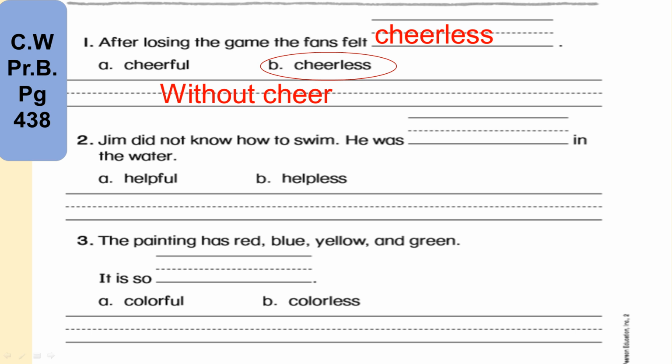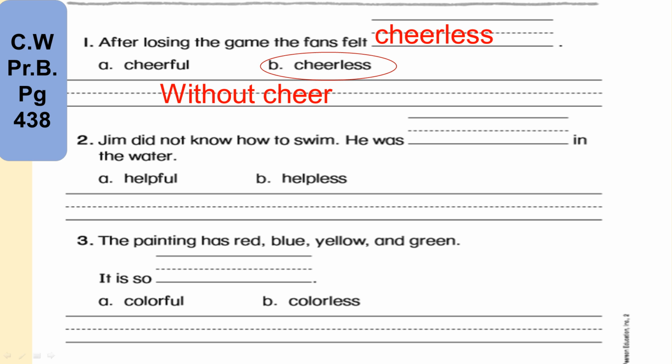Okay. Sentence number 2 here, kids. I want you to choose to complete the sentence. Let's read the sentence together, kids. Jem did not know how to swim. He didn't know how to swim in the swimming pool. So he was what in the water? He was helpful, knowing how to help other kids in the swimming pool, or helpless, he couldn't help anyone. Who can pick the correct answer? Jem was helpful? He didn't know how to swim at all.